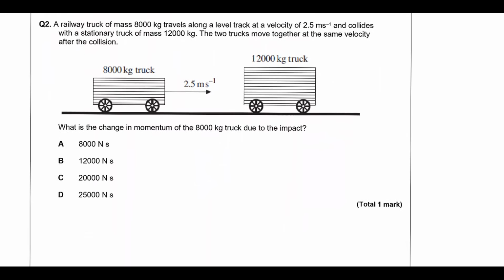So we've got a railway truck of mass 8,000 kilograms traveling at 2.5 meters per second. It collides with a stationary truck of 12 tons, and they move off at the same velocity after the collision. Calculate the change in momentum of the 8,000 kilogram truck. So the key thing is going to be working out the velocity of the combined object after, and then from that we can calculate the answer. So let's set up our conservation of momentum expression.